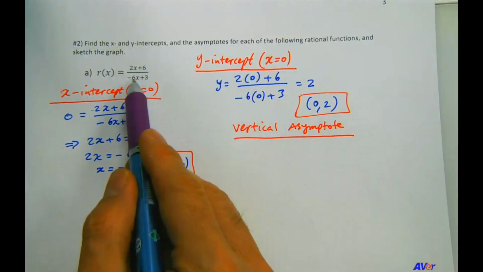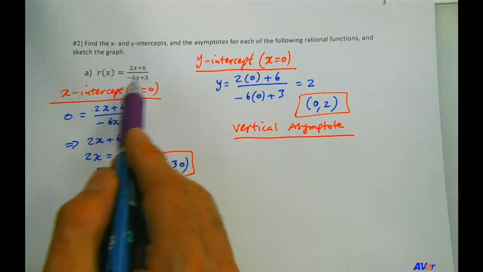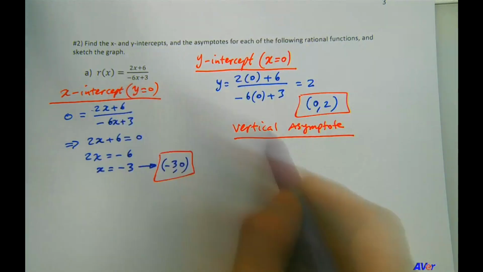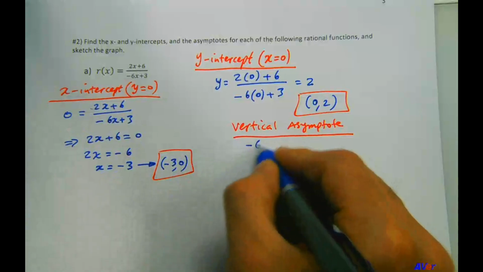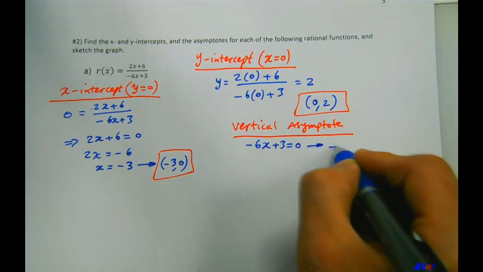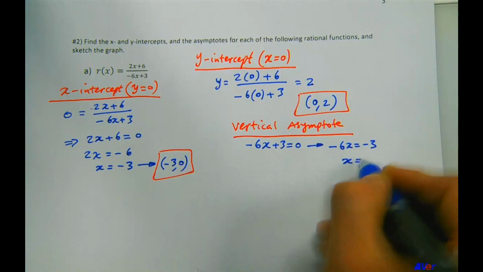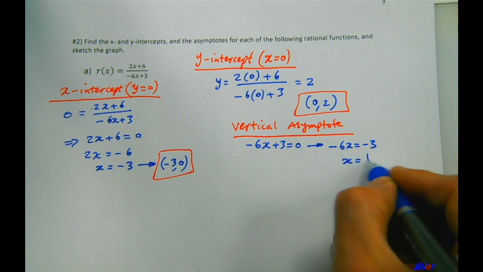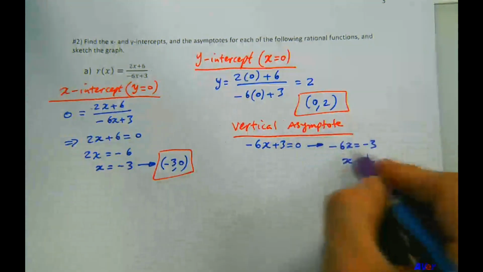That's when the denominator equals 0. So we should set -6x + 3 equal to 0 and solve for x to find where the vertical asymptote is. So -6x + 3 = 0, -6x = -3, x = -3 divided by -6, positive 1/2. Right? That's the vertical asymptote.